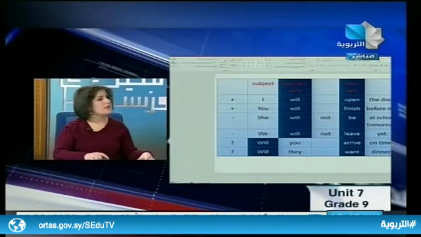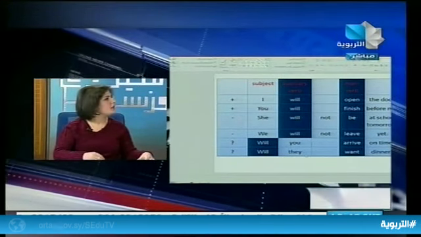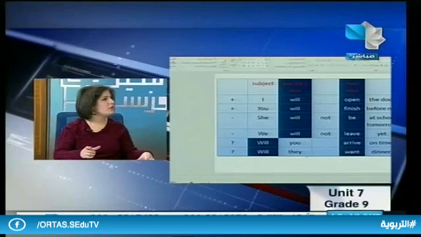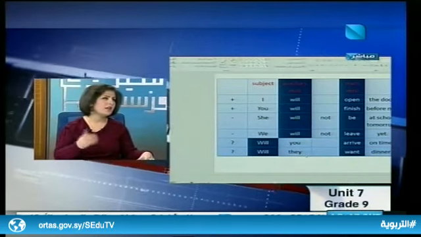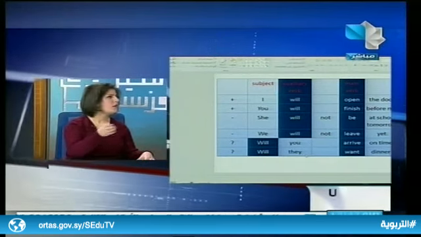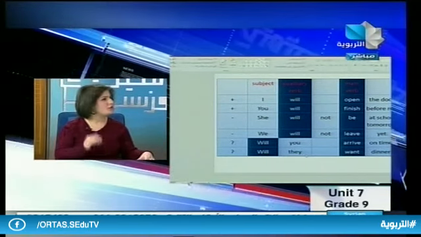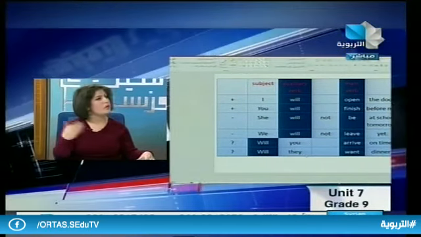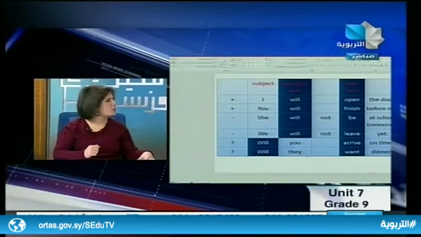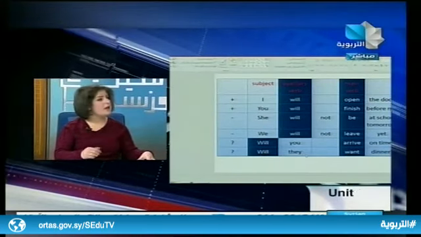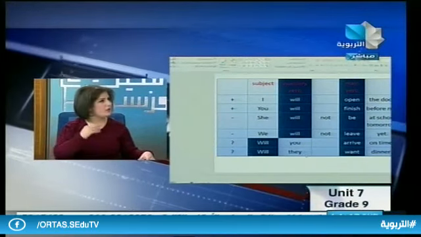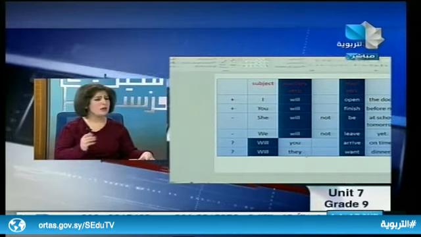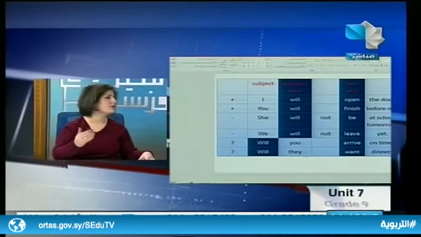Also, we use it for a personal opinion, as when I am watching, for example, a match between two teams. I say, "I think Real Madrid will win the match." So something will happen. We also use it for a future fact. For example, the sun will rise tomorrow.